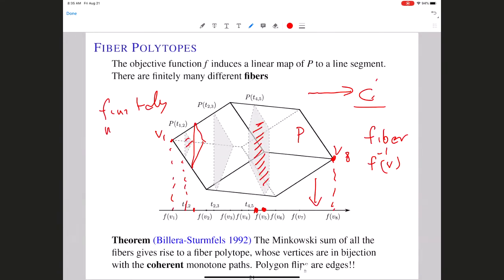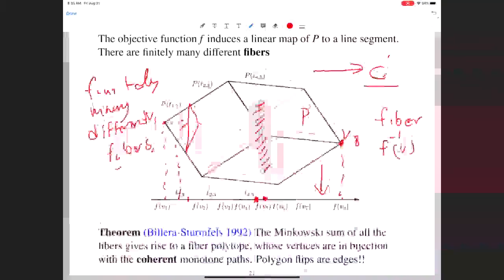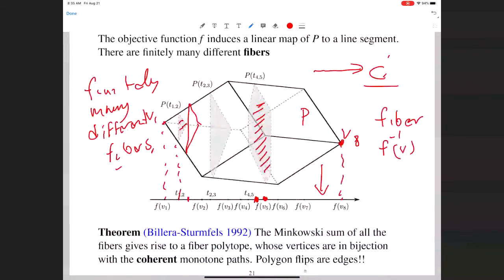There's finitely many different fibers. And if you take the Minkowski sum of these fibers, you get a polytope. And that polytope is actually the deformation. So this is when you do the homotopy reduction, that is the polytope that I was looking for. And the vertices of this polytope are in bijection with some of the monotone paths. Not all of the monotone paths, but something that I call the coherent monotone paths.